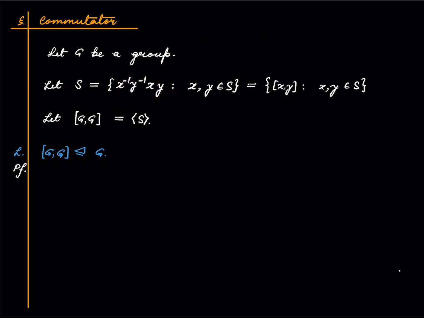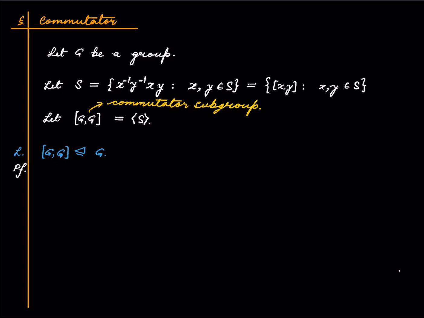And this thing is also written like that, just a bracket with x and y, because this is cumbersome to write all the time. So this is just a notational difference. Okay, and now the commutator group is defined as the subgroup generated by all the commutators. So this guy is the commutator of G. Okay, and we want to show that this guy is a normal subgroup of G.